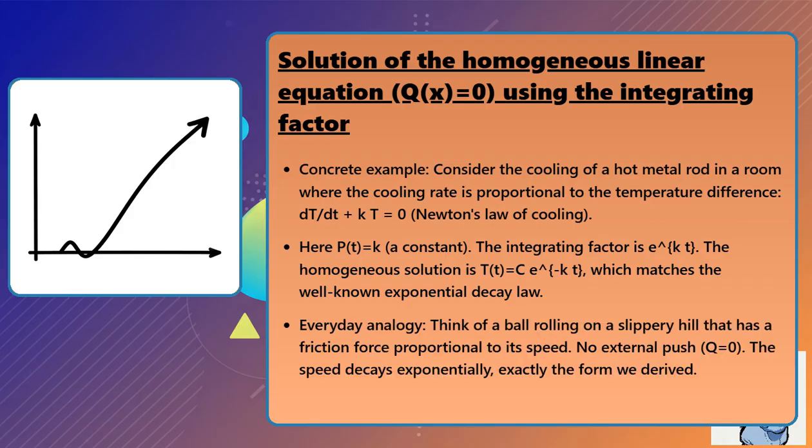Everyday analogy: think of a ball rolling on a slippery hill that has a friction force proportional to its speed. No external push, q equals 0. The speed decays exponentially, exactly the form we derived.